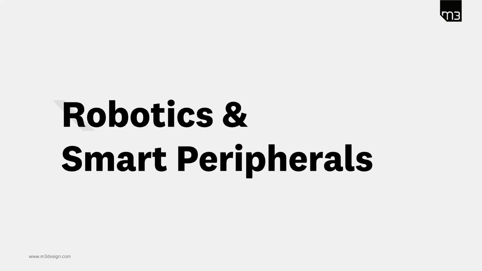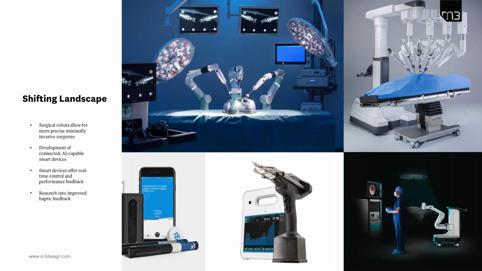All right, and the last key technology here for our first megatrend is robotics and smart peripherals. And there's a number of surgical robotic platforms that are out on the market. They're very precise, minimally invasive. They allow greater flexibility for physicians conducting their surgeries. And then we're also seeing the development of more and more smart connected AI tools like this drill in the bottom here. This drill offers real-time control and performance feedback. It takes some of the guesswork out of the procedure. So those are becoming more and more common.